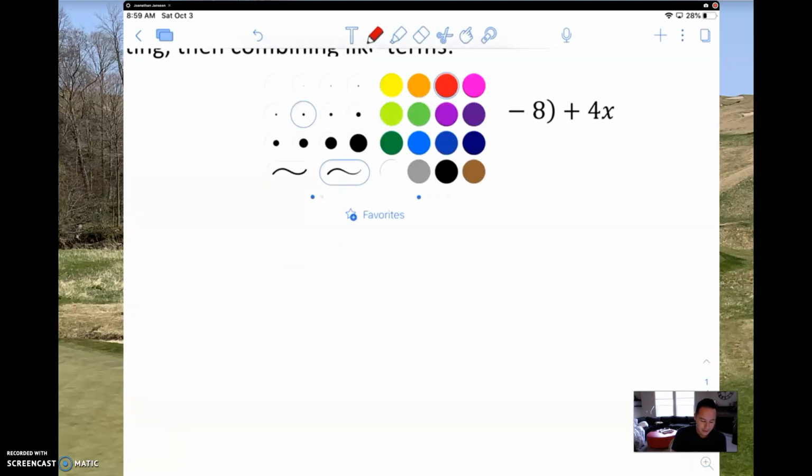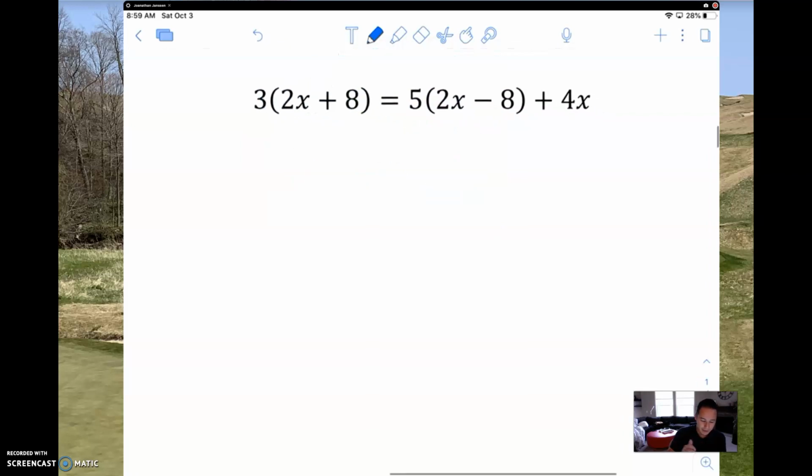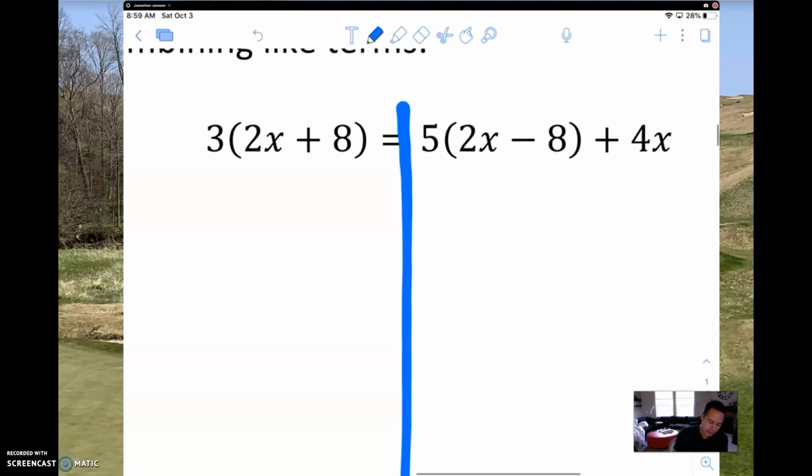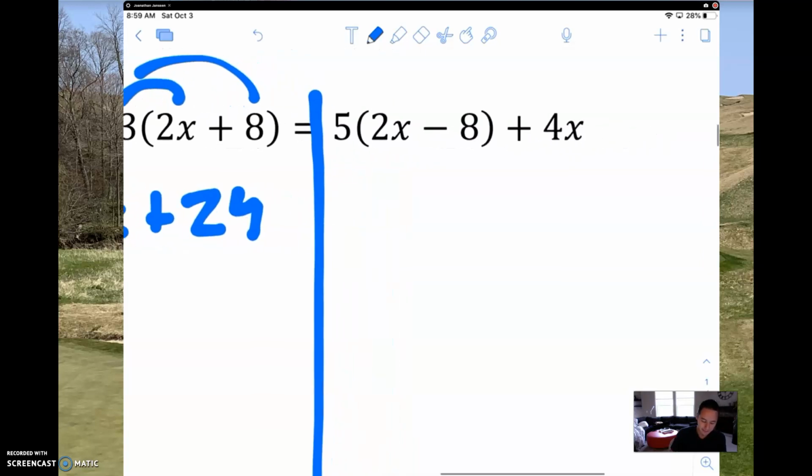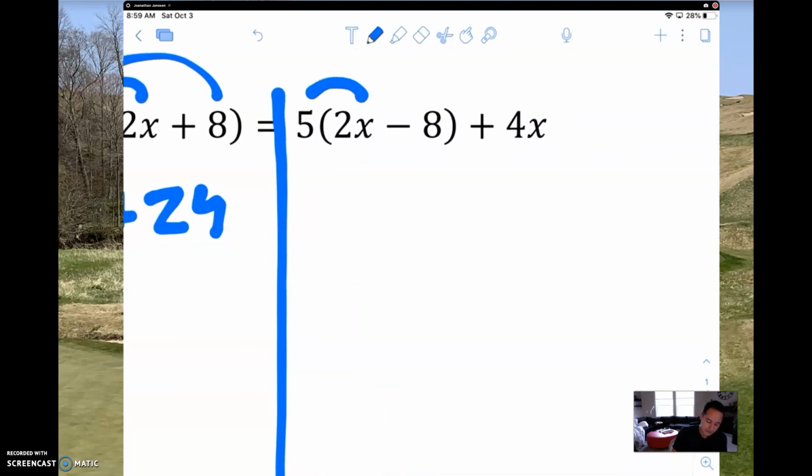Let's take a look at this next example. There's a couple things to distribute, so let's draw our line going down. We're going to start by distributing that 3. So distribute the 3 to both. So 3 times 2x is 6x. 3 times 8 is a 24. So we multiplied those. Now we're going to distribute that 5.